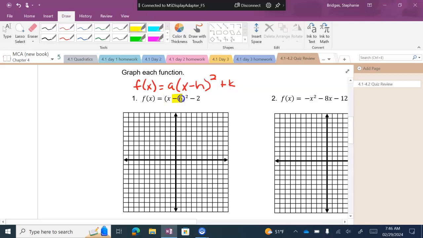The h value is always the opposite of the number in front of here. So what's the opposite of negative 6? And then the k value is going to be exactly what the number is behind it, which in this case is negative 2. So we want to plot that point first. I'm going to put vertex form, standard form, and then the negative b over 2a on the board. So let's plot the point 6, negative 2.